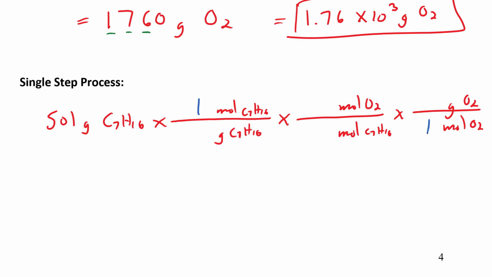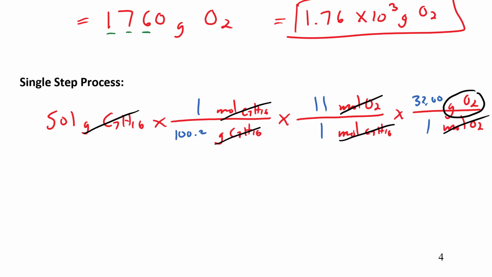Molar mass, that's always going to be a 1. This was 100.2. This was 32.00. From our balanced chemical equation, 1 mole of heptane reacts with 11 moles of oxygen. Grams cancel grams, moles cancel moles, moles cancel moles, left with grams of oxygen. Do all the math. 501 divided by 100.2 times 11 times 32, I get 1,760 grams of oxygen.